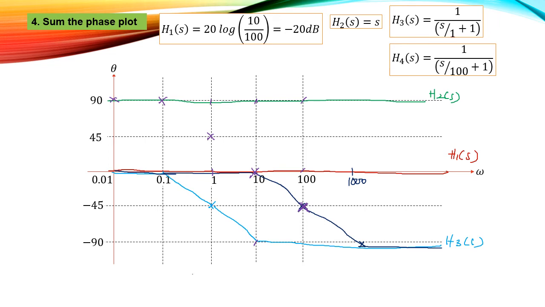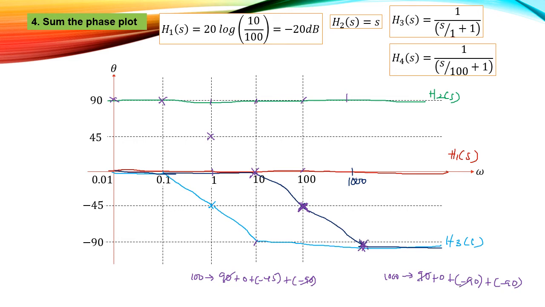Okay, look again at 100, it's 90 degree, plus 0, plus minus 45, plus minus 90. So it's minus 45. And then at 1000, you have 90 degree plus 0, and then 90 degree plus 0, and then minus 90, and then minus 90 again. Why two minus 90s? Because you have the dark blue line minus 90 and the light blue color minus 90. So you get minus 90.